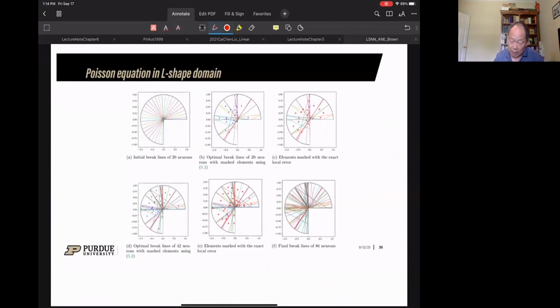This is the adaptive process. We started with this one, and then we find where we need to refine, we need to add, then we add that. This is the final one. Okay.